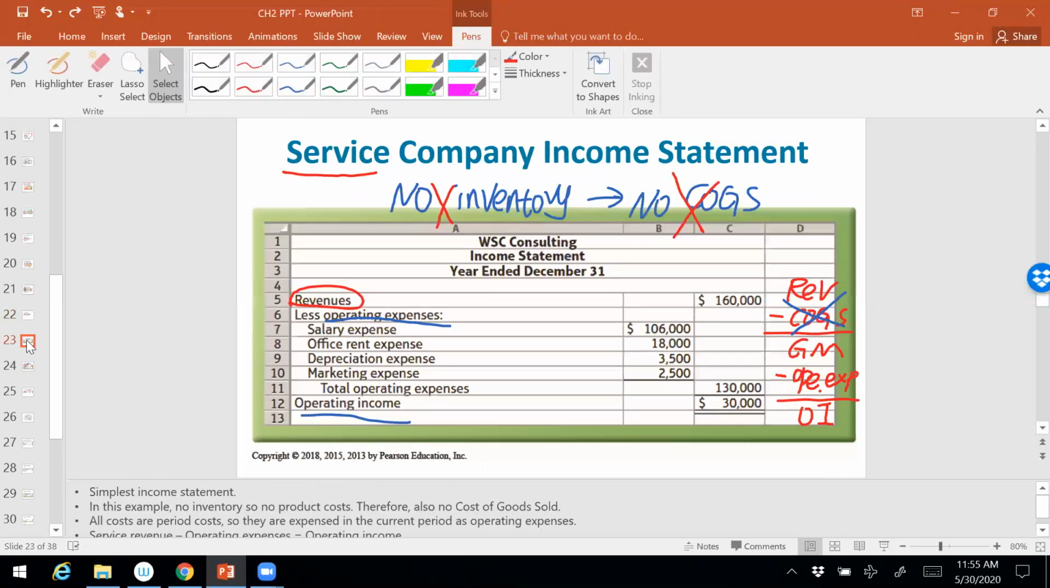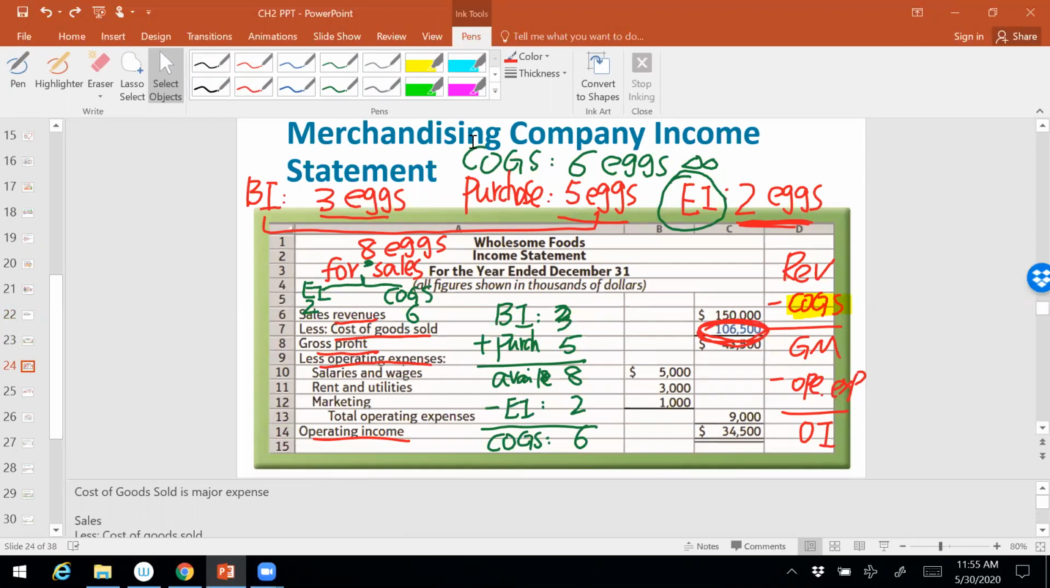We said for a service company it's straightforward because there is no inventory, so there is no cost of goods sold. If you look at their income statement, you can see their revenue minus the operating expense directly gives the operating income. For merchandising, they don't manufacture, but they purchase their inventory, and then they sell it to the customers. So they will have sales minus cost of goods sold, get gross profit, minus the operating expense or the period cost, get the operating income.